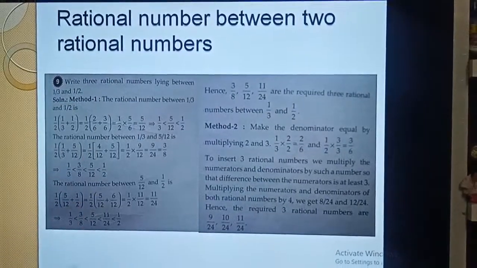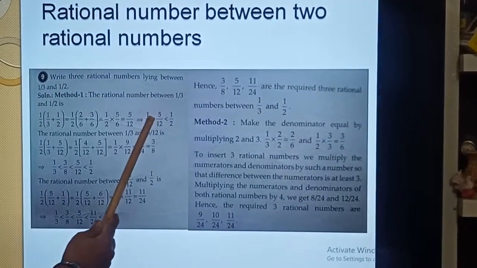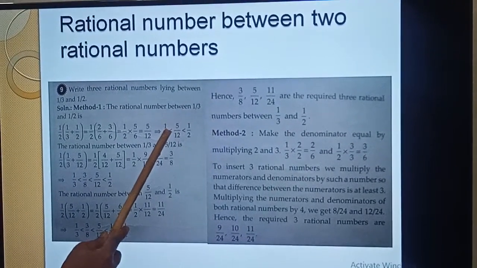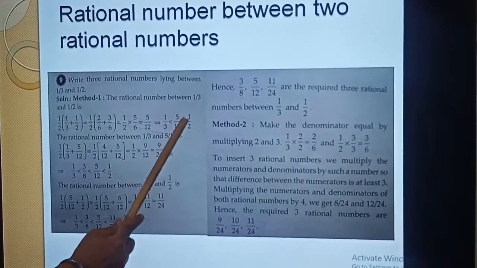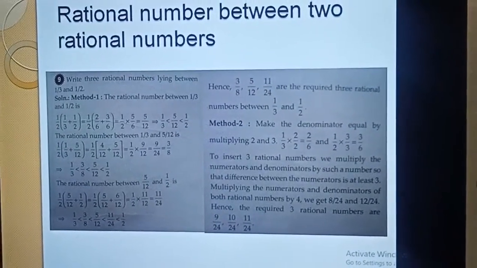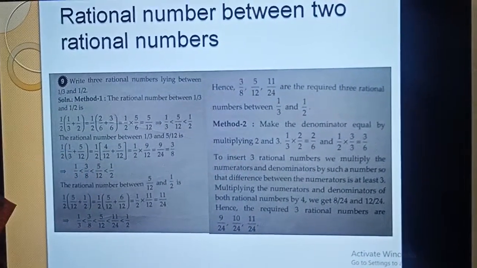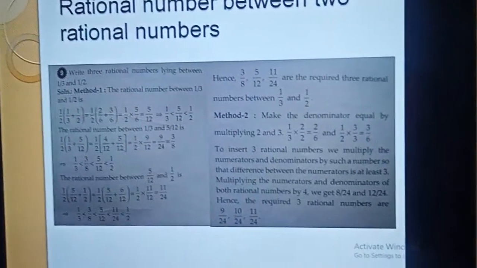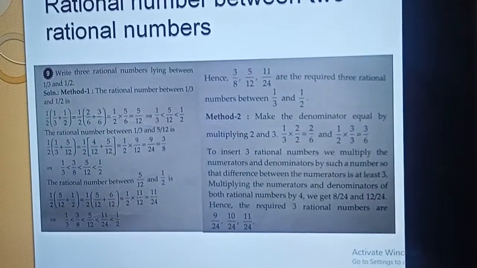In the same way, if you want to find one more rational number between these two, then add these two and divide by 2. In the same way, so many rational numbers you can list out. So there is no end to the numbers which lie between any two rational numbers.